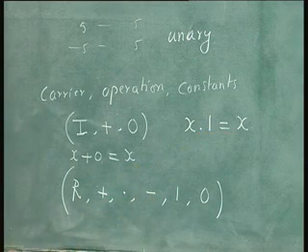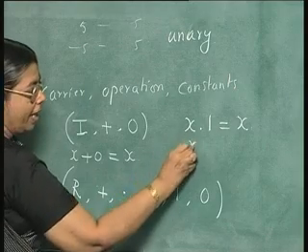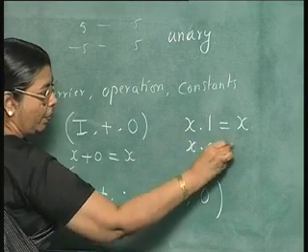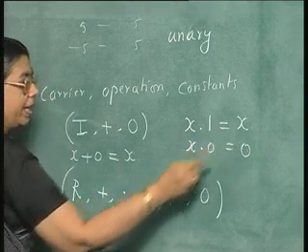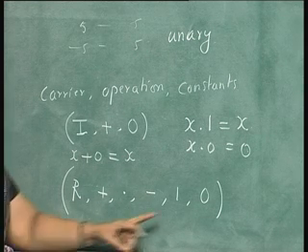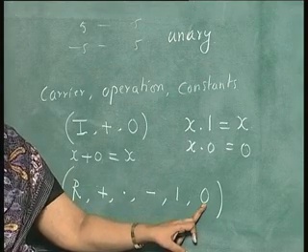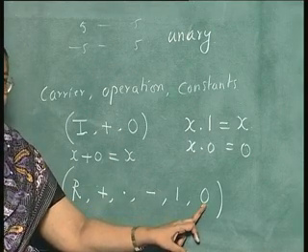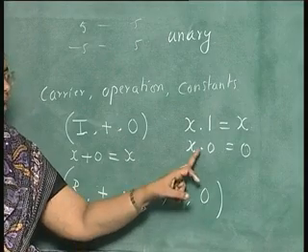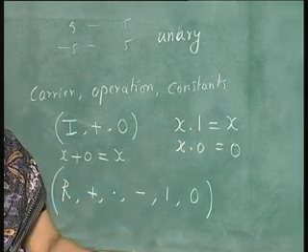So, that is an identity for the operation dot. But then if you take x multiplied by 0, you get 0. That is called the 0 of the algebra. This is a 0 element for multiplication. 0 is an identity element for the plus operation or sum operation, and for multiplication 1 is the identity element and 0 is the 0 element.